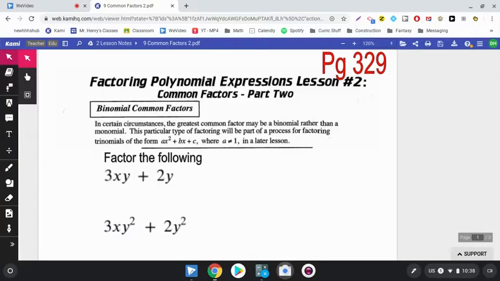Here we are on page 329, talking more about some common factors. What we're going to look at today has a little preamble saying binomial common factors. Well, we're going to jump into that. I'm going to start by reviewing what we did yesterday and then lead into what we're going to do today, which is a bit of a leap. But if we get there with little steps, it's not too big of a deal.